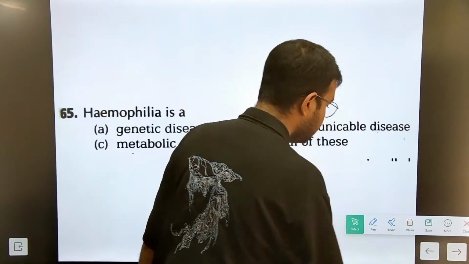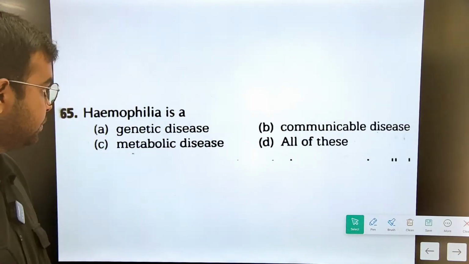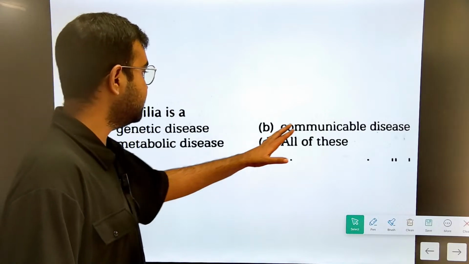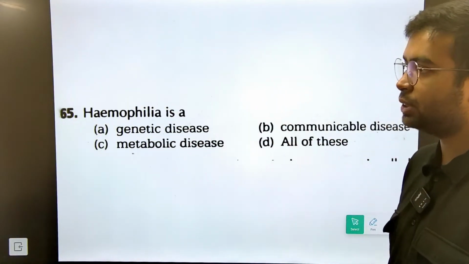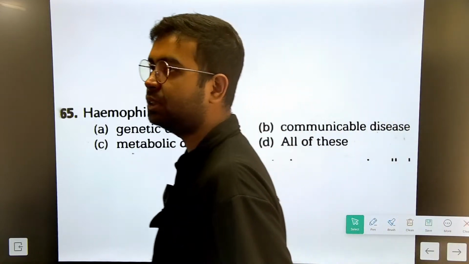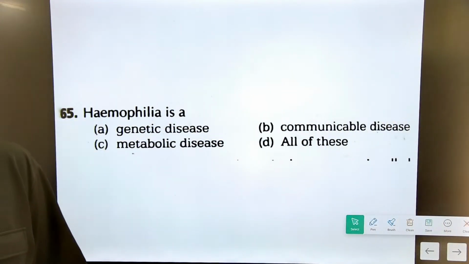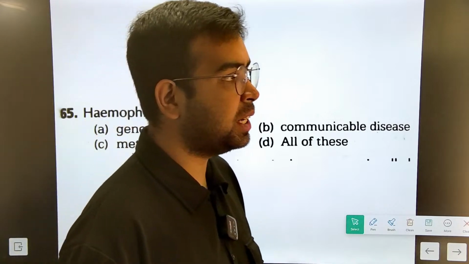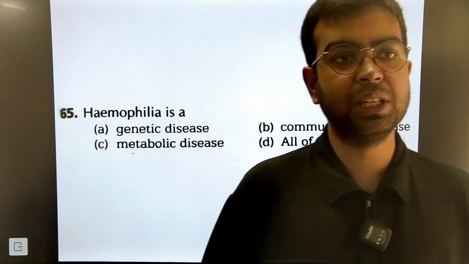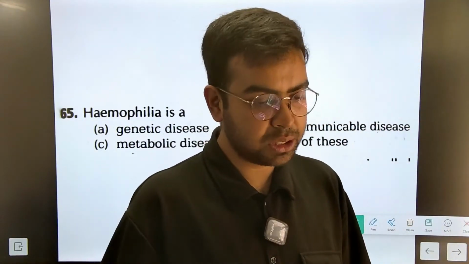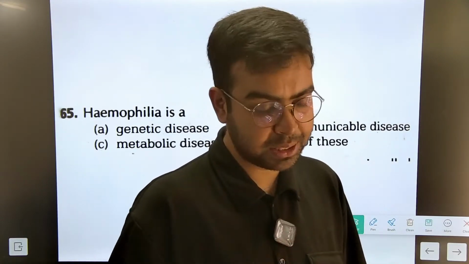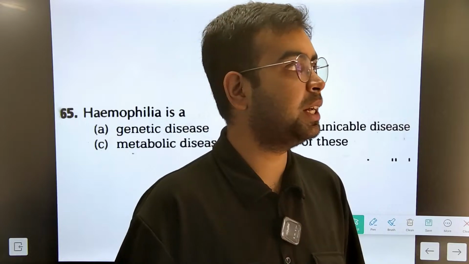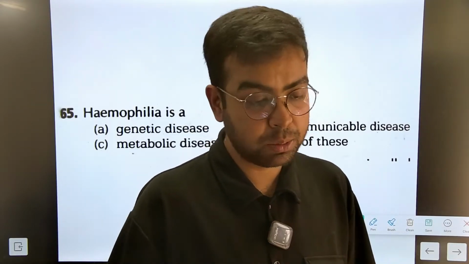Now the question is what kind of disease is hemophilia? Is it a genetic disease, metabolic disease, communicable disease, all of these? Now see, what is the difference between these three kinds of diseases? Metabolic disease means your body has metabolism going on. Metabolism means different processes are going on in your body, simpler substances are combining into complex substances, complex substances are breaking down into simpler substances in your body. So this is the metabolism of the body.